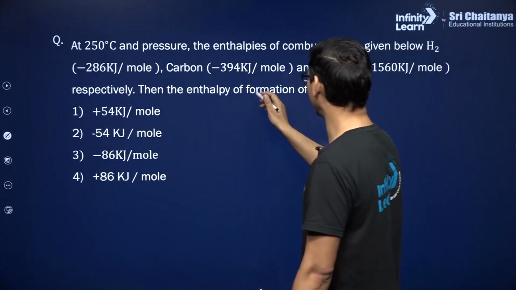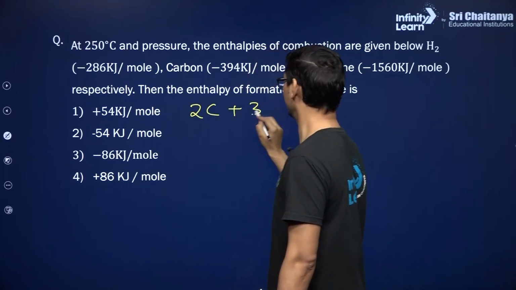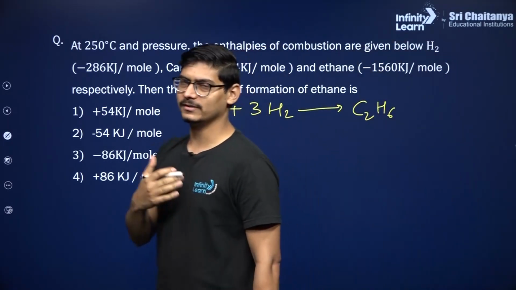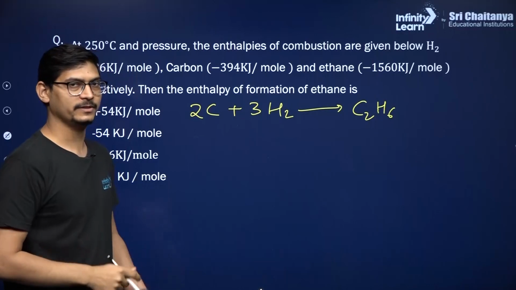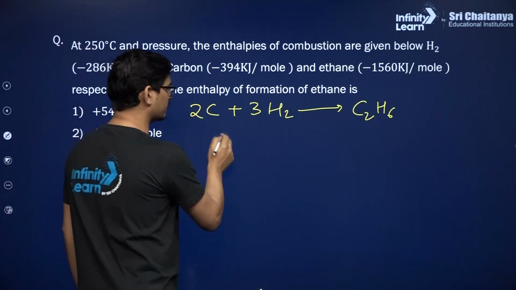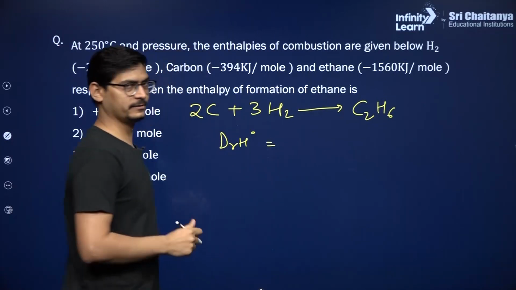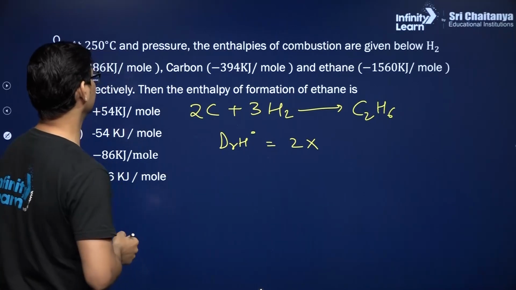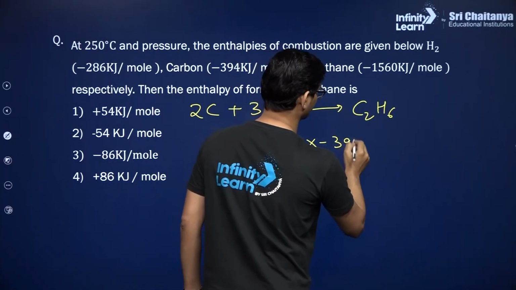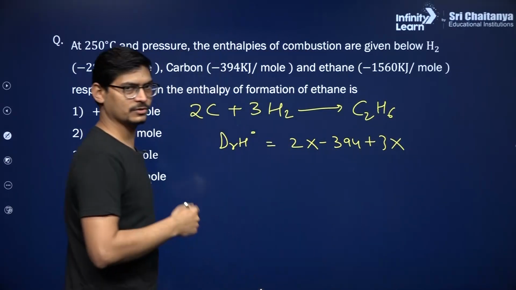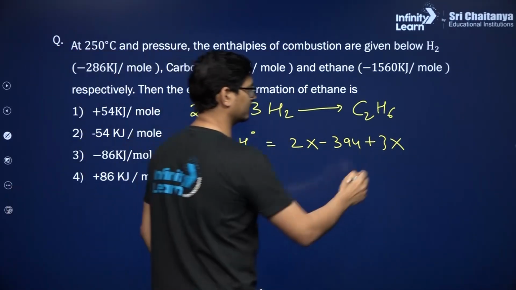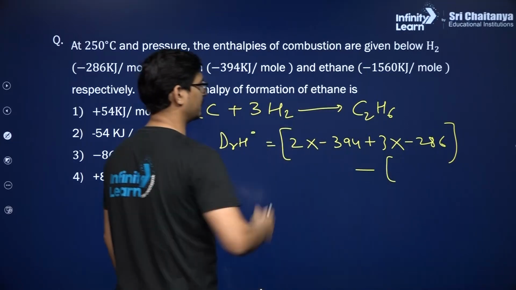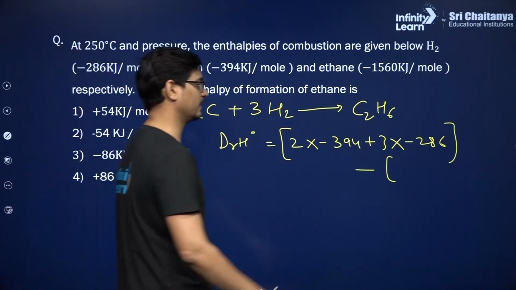Here, enthalpy of formation of ethane is 2 carbon plus 3 hydrogen gives you C2H6. Now we will look at the values which are given. They are given combustion. So whenever enthalpies of combustion are given, then enthalpy change in any reaction is the enthalpies of reactants minus enthalpies of products. So 2 multiplied by enthalpy of combustion of carbon, which is minus 394, plus 3 multiplied by the enthalpy of combustion of hydrogen, which is given to be minus 286, right, and then minus enthalpy of combustion of the product, which is ethane, which is minus 1560.